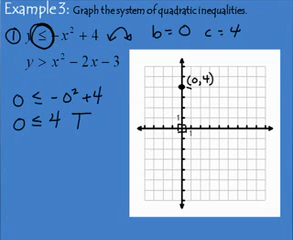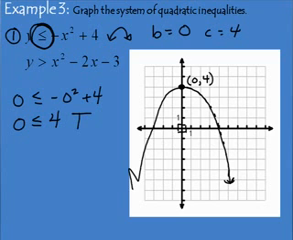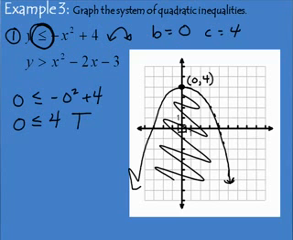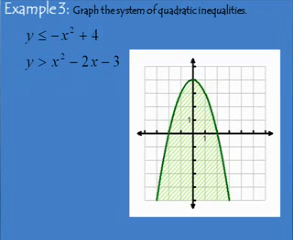So I know that I'm going to have a solid parabola. And I know that it's going to be shaded here on the inside because I got a true statement. So here is my parabola. Again, as I said, it opens down. The vertex is up here at (0, 4), and it is shaded inside the quadratic inequality.